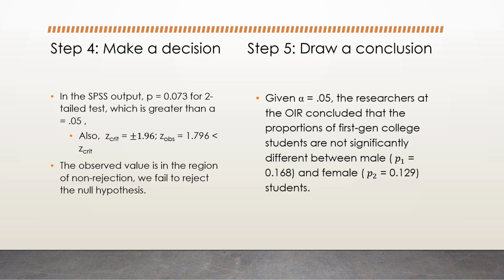You can reach the same conclusion if you compare the observed z-value of 1.796 with the critical z-value of 1.96. So given alpha equals 0.05, the researchers at OIR concluded that the proportions of first-generation college students are not significantly different between males and females.